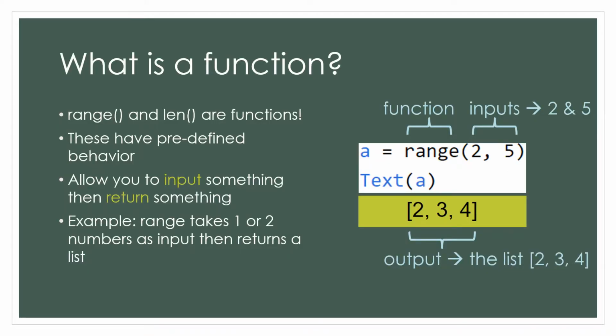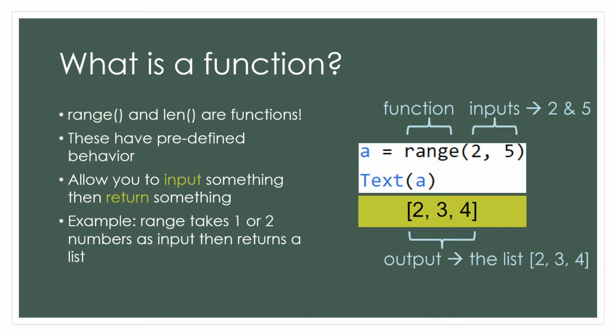So what exactly is a function? We've already seen a couple actually, namely the range and the length functions. As you saw, functions are something that have predefined behavior. This is done by passing inputs into the function and then using the output they pass back, if there is an output. As an example, we see here on the right one example use of the range function, where we pass it the numbers 2 and 5, making these our inputs, and then get a list 2, 3, 4 as output.